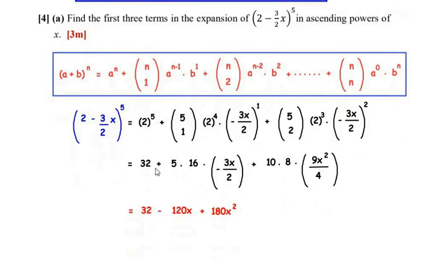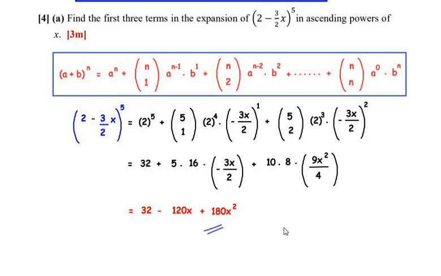Now in the last step, we have simplified it further. So 32 stays the same. Positive with a negative value gives us negative. Now 5 times 16 times 3 divided by 2 gives us 120 times x, plus 10 times 8 times 9, the entire thing divided by 4 gives us 180 times x square. So these are the first three terms of the given bracket. So this is our answer.